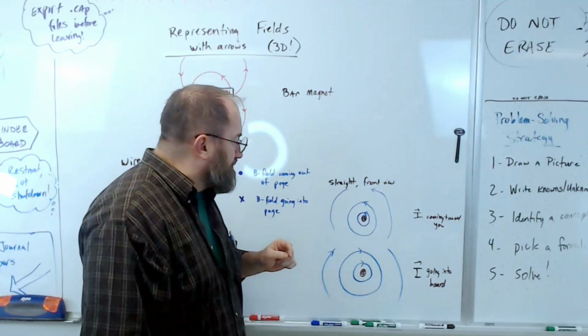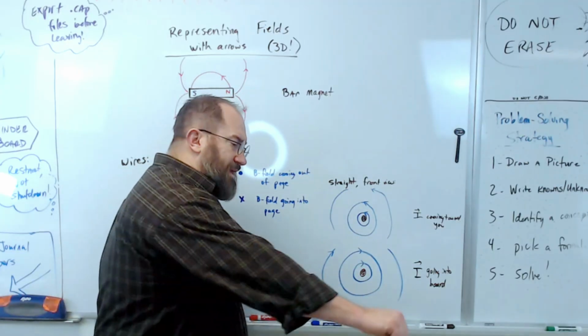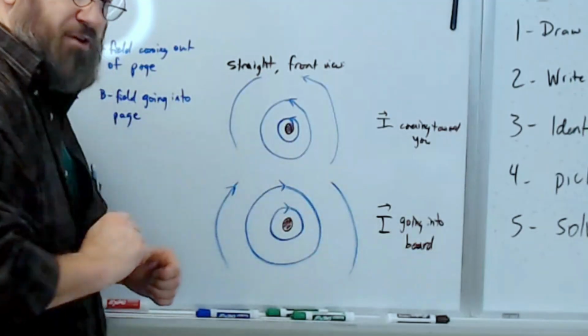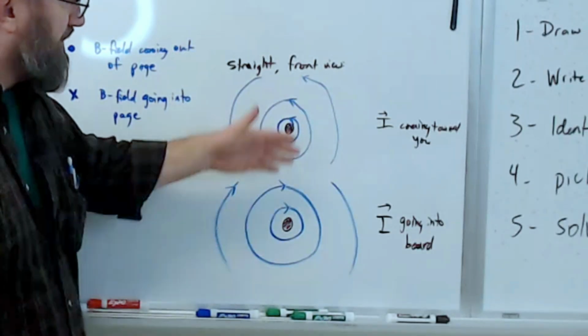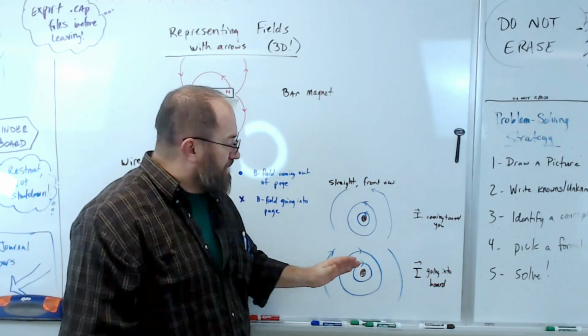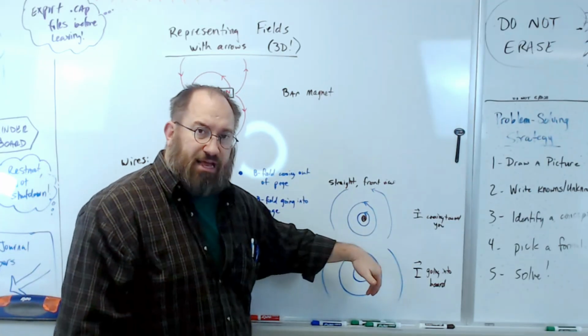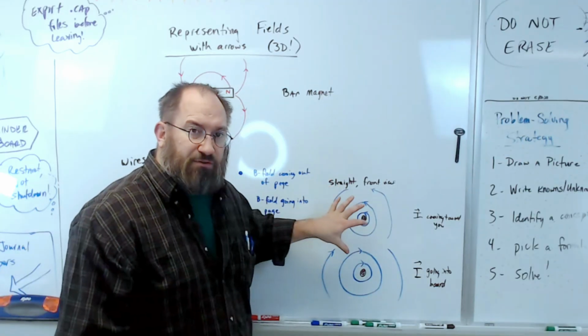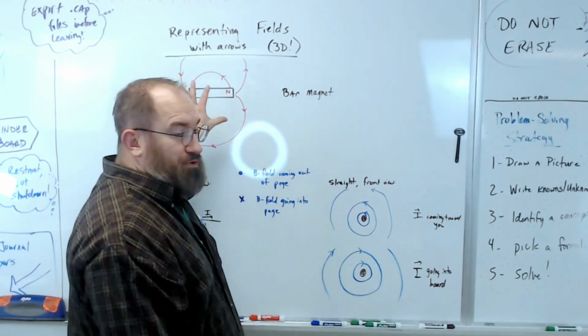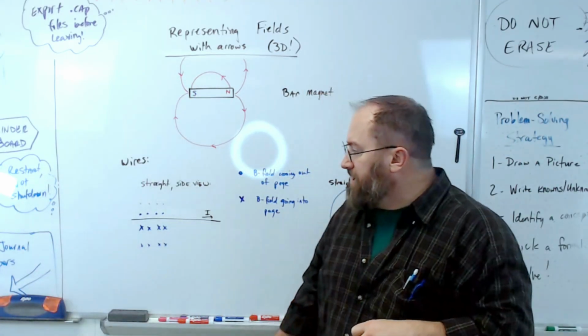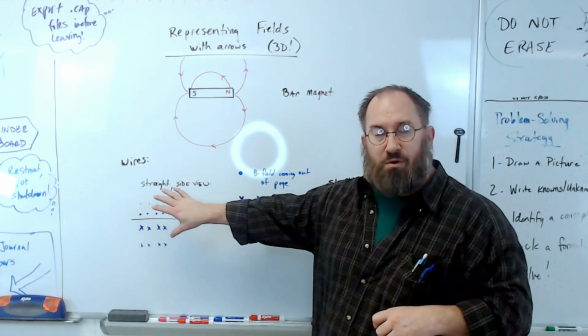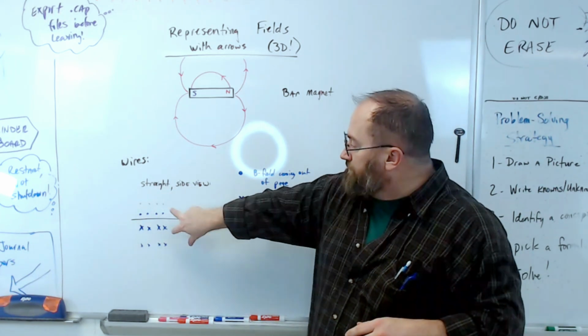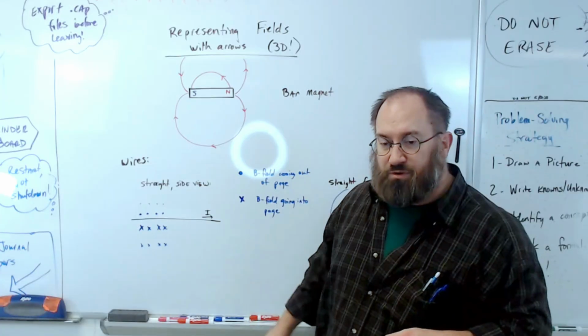And then if the current is going into the board, then the magnetic field curls in the opposite direction. It may have the same magnitude if the current's the same magnitude, but it goes just the exact opposite way. And again, this is a side view of the magnetic field, similar to this one, whereas this over here is a front or rear view, depending on your point of view, for the magnetic field coming from that same source.